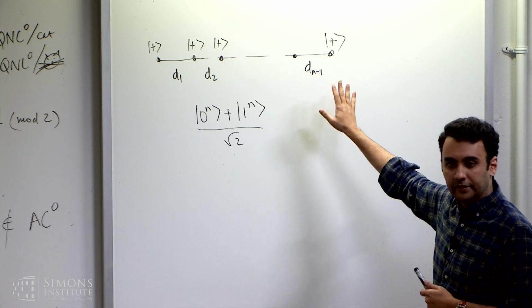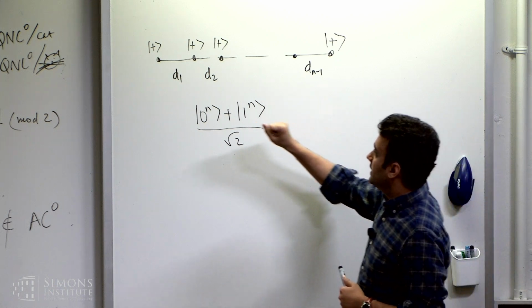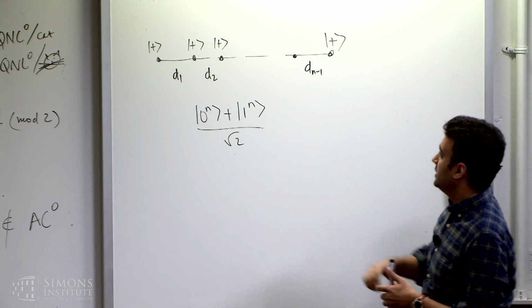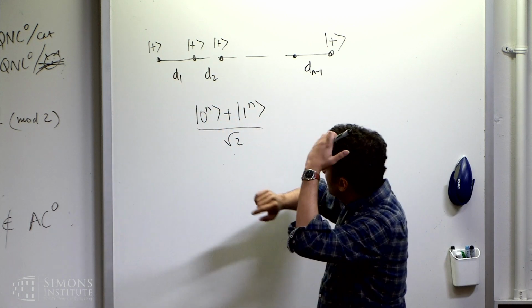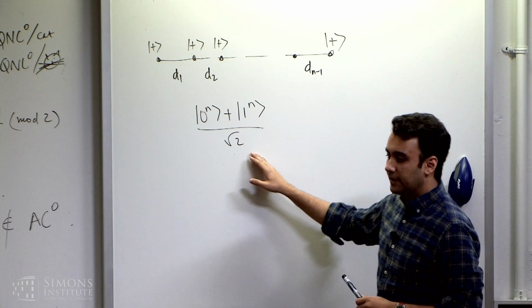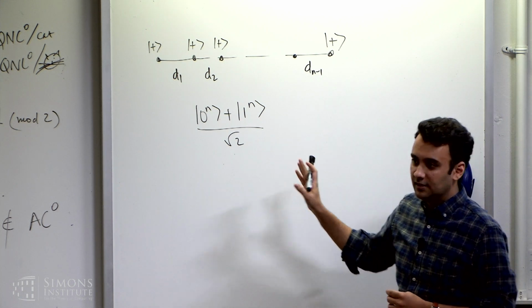And this is a constant depth circuit, right? You started out with all pluses, that's a depth 1 circuit. And then you just measured all of these guys. That can all be done in parallel, or maybe not technically in parallel because these two guys are touching the same qubit, but you can do them in 2 layers or something, whatever. It's a constant depth circuit. And you created the cat state, right? So that's great, right? What's the problem?